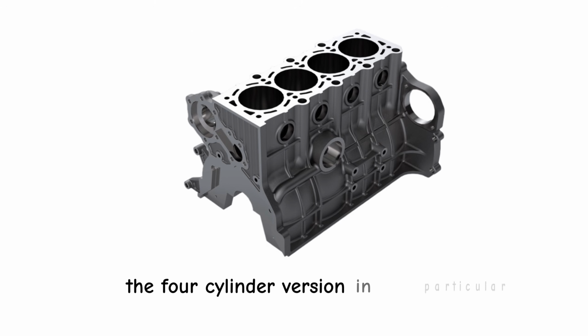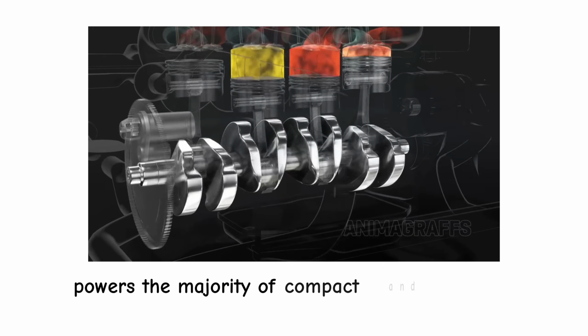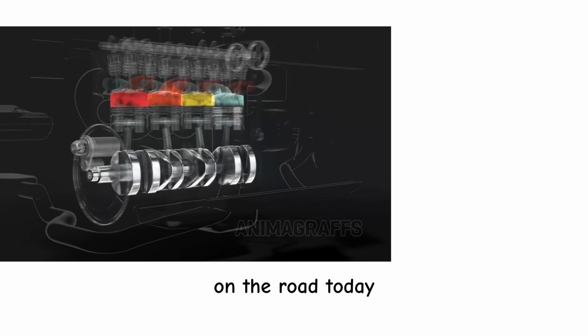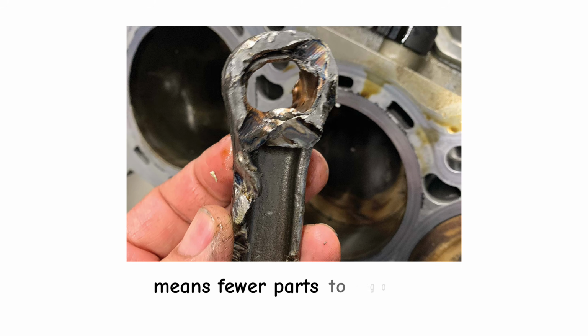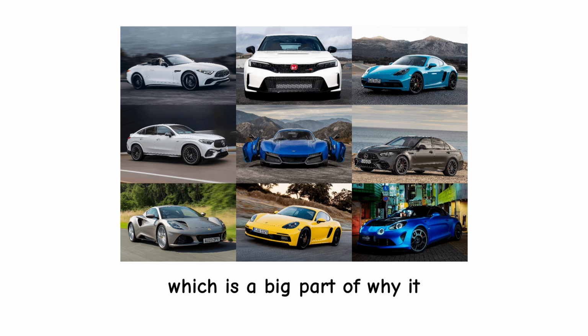The 4-cylinder version, in particular, powers the majority of compact and mid-size cars on the road today. Its straightforward design means fewer parts to go wrong, which is a big part of why it became the default choice for mass-market vehicles.